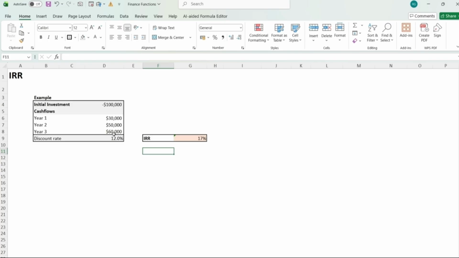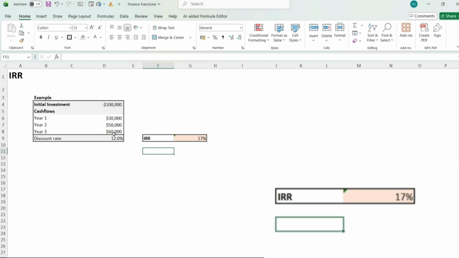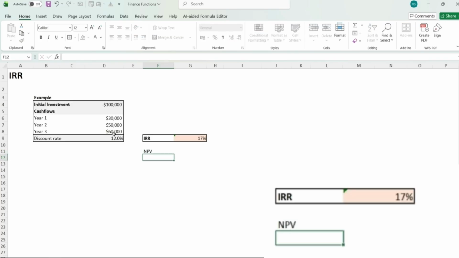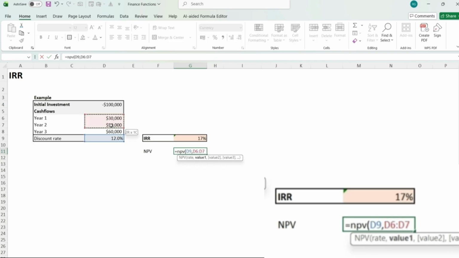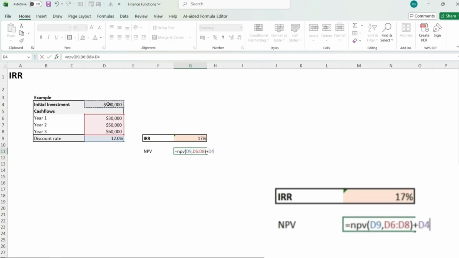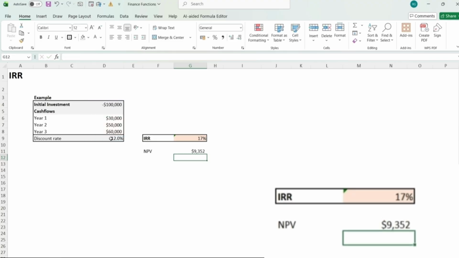Let us see how it is compared to the NPV. So if we calculate the NPV for this investment, we'll type is equal to NPV. The first input, which is the rate, so we'll select the rate, comma, select all the values excluding the initial investment, close the bracket, and then add the initial investment separately like we did in our previous example. So NPV is 9352 for this project.